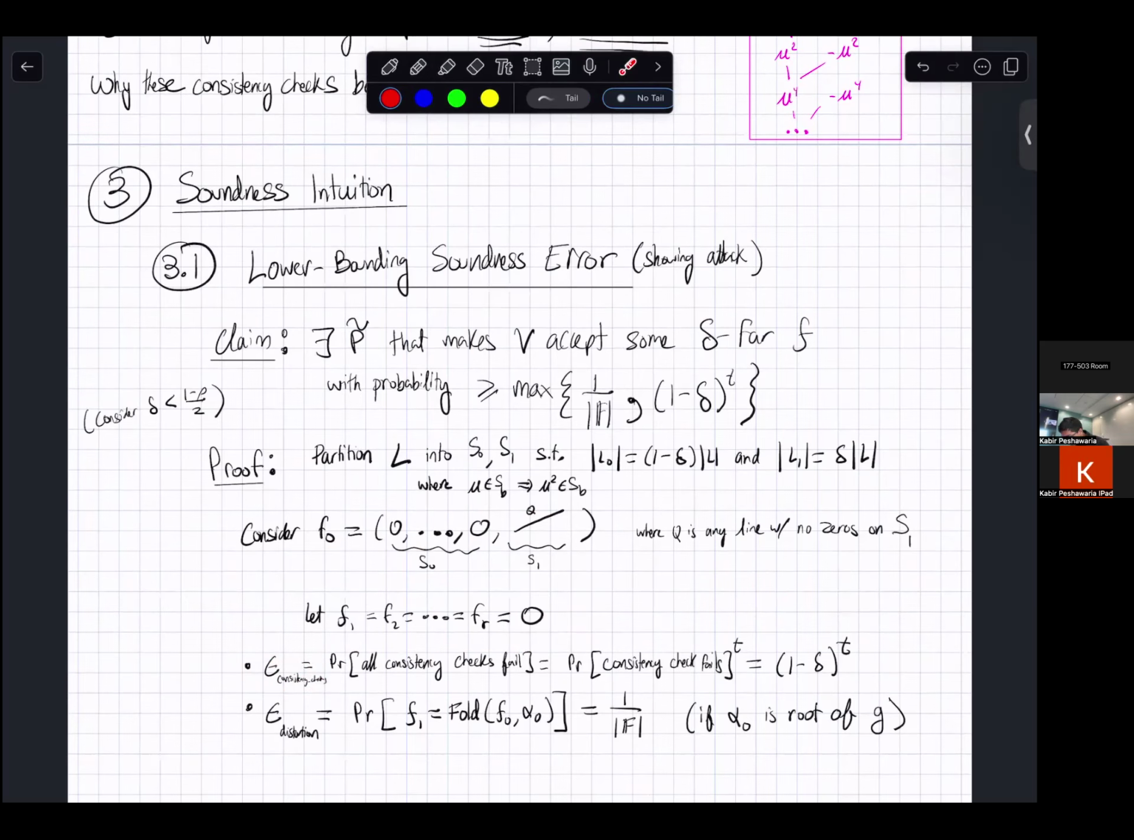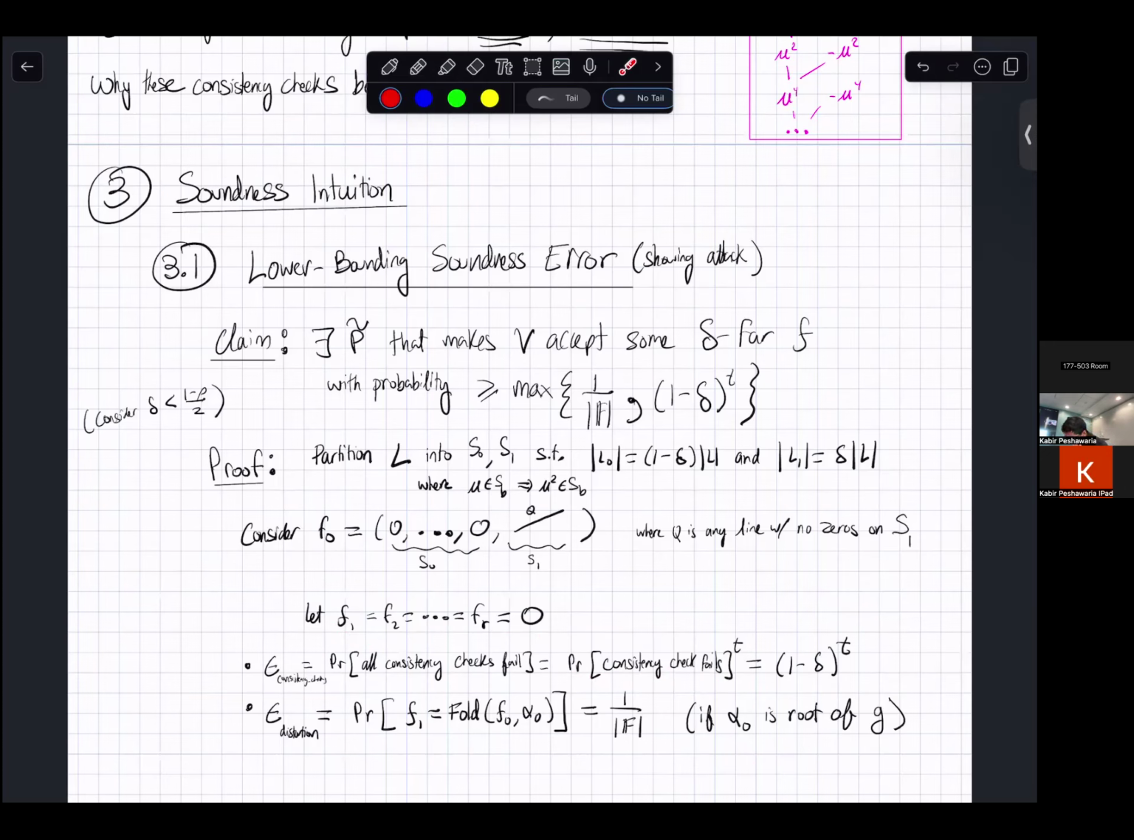Yeah, so the chance that all my consistency checks fail is equal to the chance that my first consistency check fails from F0 to F1. If the verifier does not catch me when I reduce this problem to F1, then the verifier is not going to catch me, right? Because after that, I'm honest.